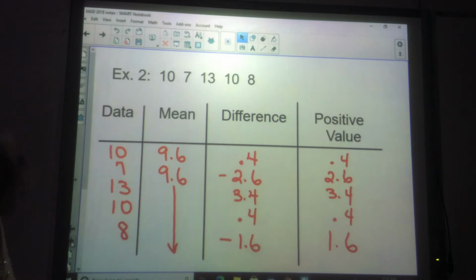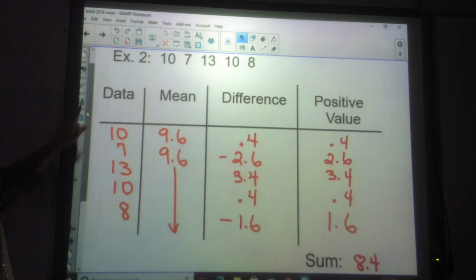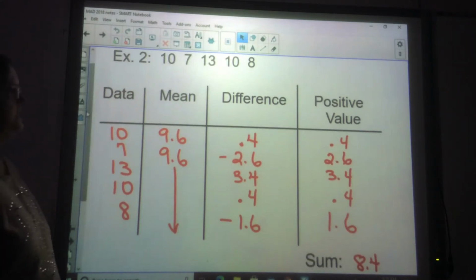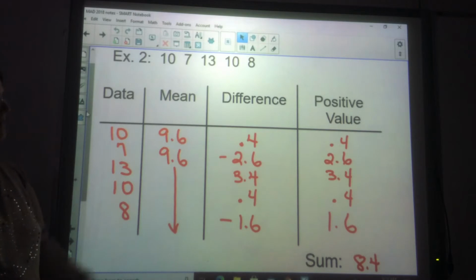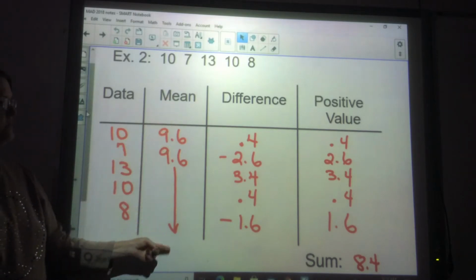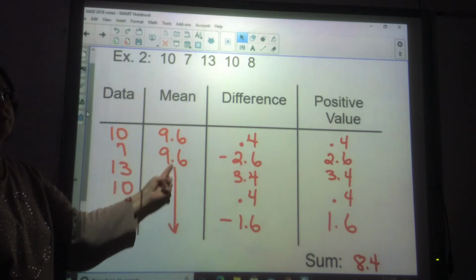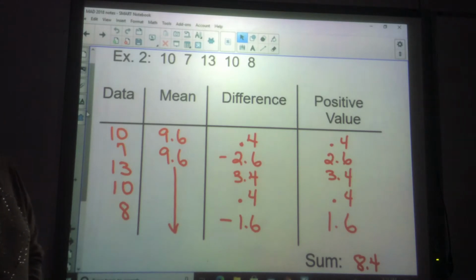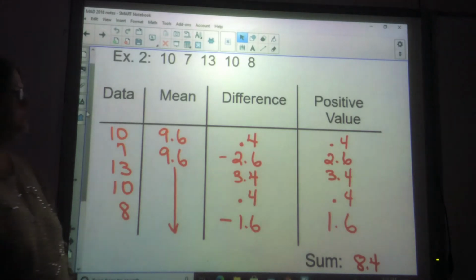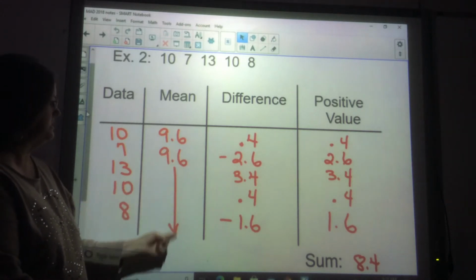Okay, so here is our data. We've got 10, 7, 13, 10, and 8. And we took all those numbers, and we added them up and divided by 5, and that gave us a mean of 9.6. And notice I didn't want to write 9.6 all the way down through here. But we're just doing this with the chart so you can see what you need to do, and I just wrote 9.6 with an arrow.